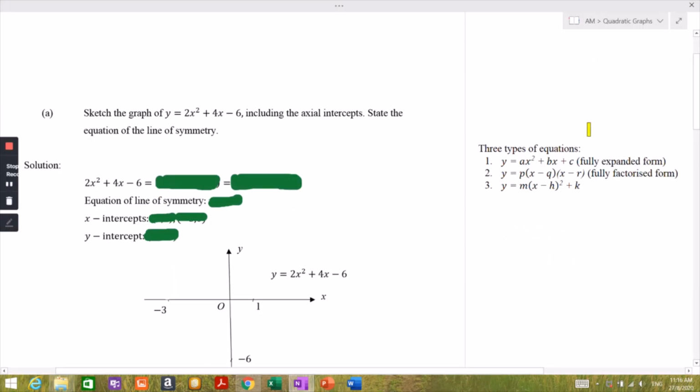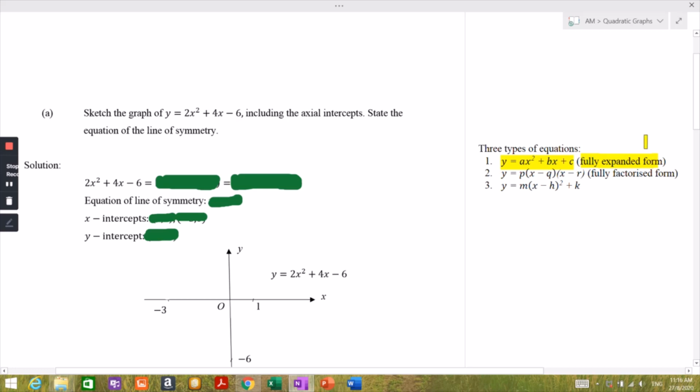Today's topic is on quadratic graphs. So before we start, let's just recap a few things regarding this part. Generally speaking, there's three types of equations for quadratics that you need to recognize. The first type is what we call y equals ax squared plus bx plus c. I call this the fully expanded form.